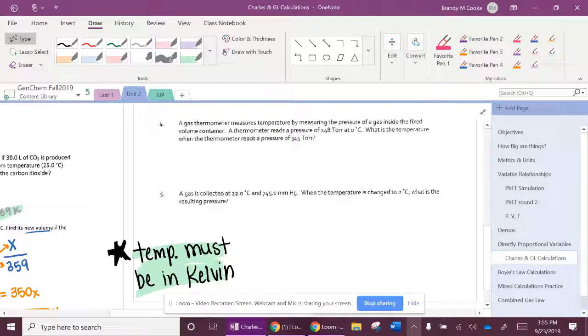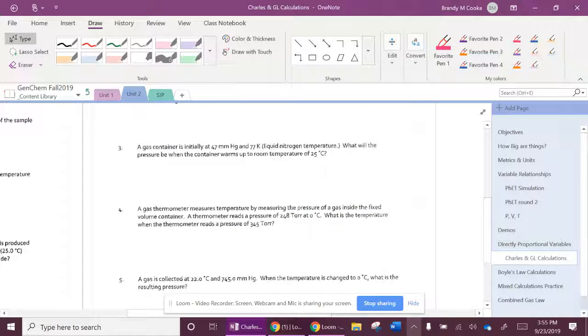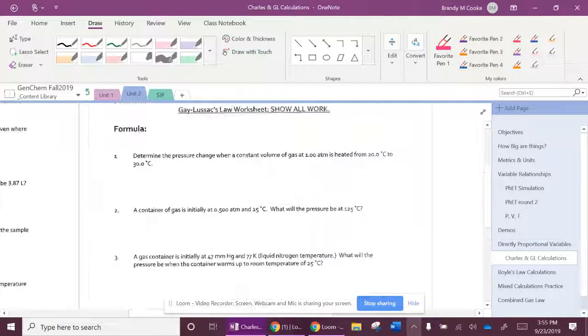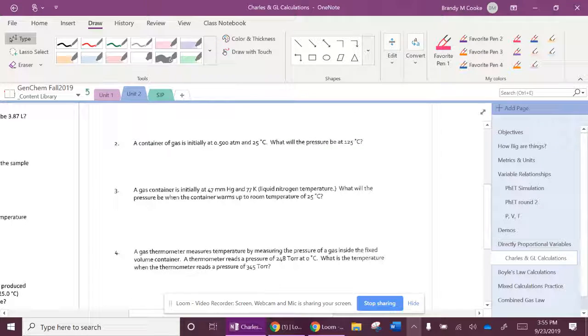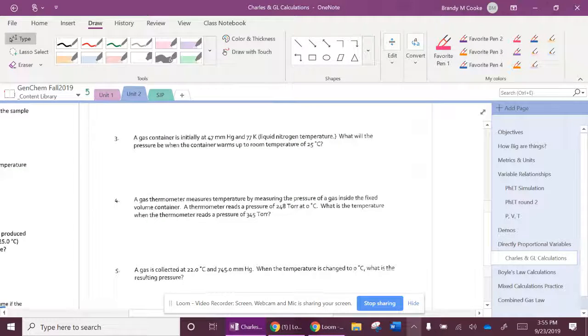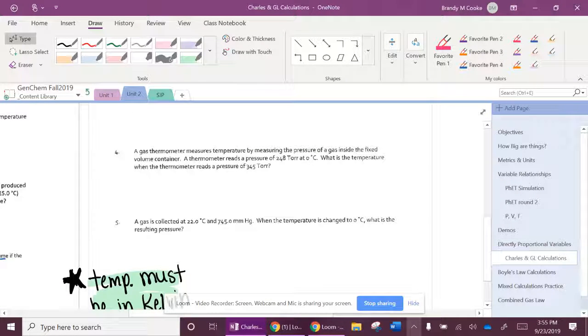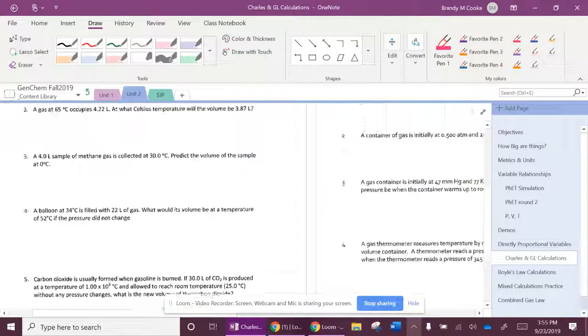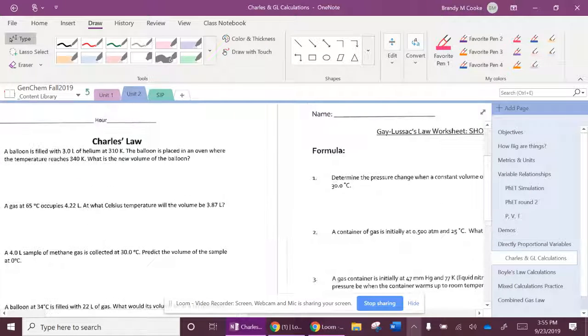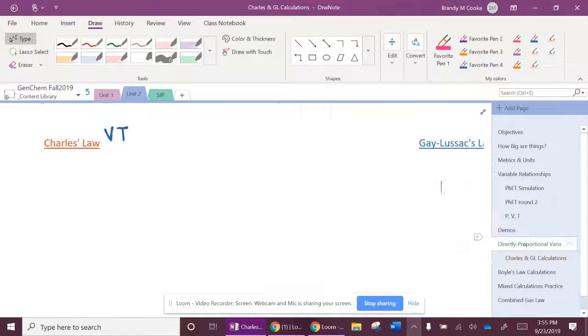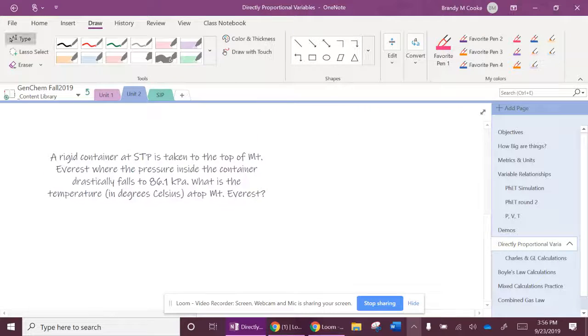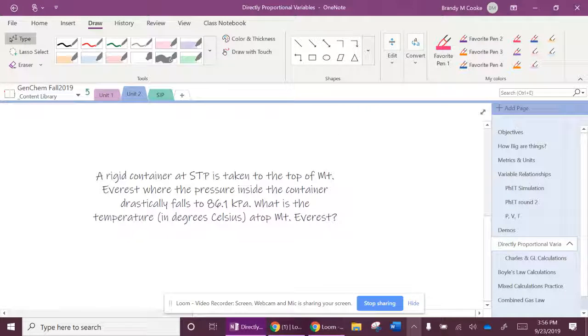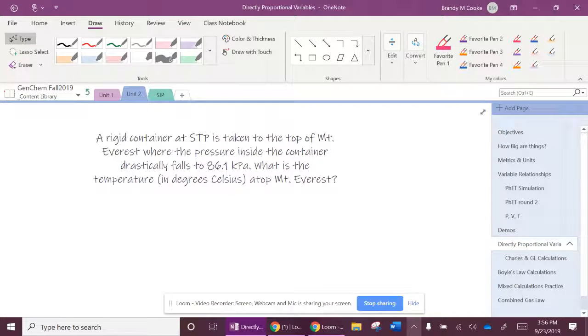The last thing that I wanted to point out to you guys is when a question refers to STP. So let me see if I can find an example here. And of course, I'm not going to. Nope, I'm not seeing one. So let's go to the notes from today. So here it says a rigid container at STP is taken to Mount Everest and the pressure inside the container drastically falls, blah, blah, blah. A lot of students are going to see this.